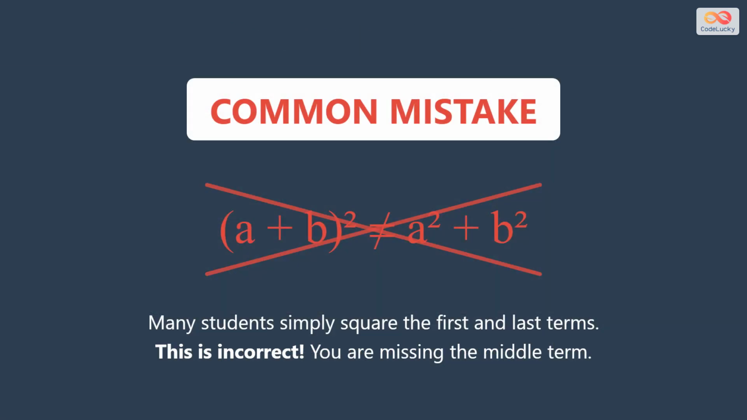Before we proceed, we need to address the most common mistake students make. Please remember, (a + b)² is not equal to a² + b². If you just square the first and last terms, you are missing a crucial part of the expression. Let's see why this is wrong.